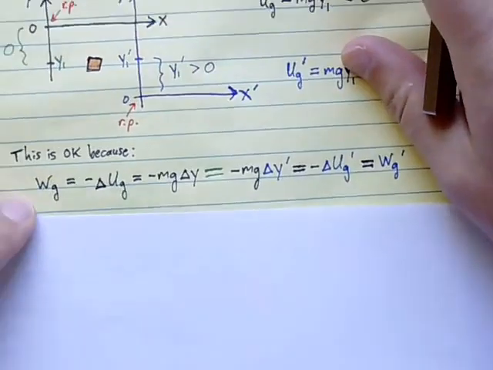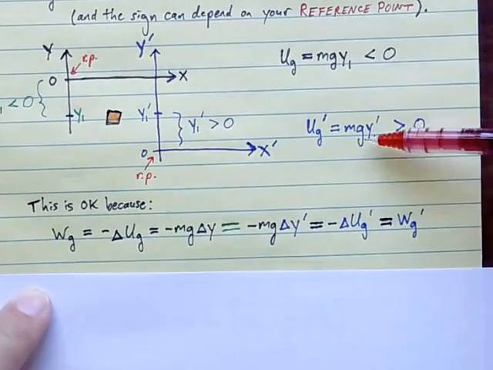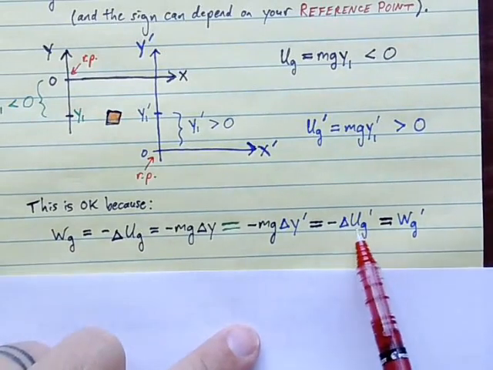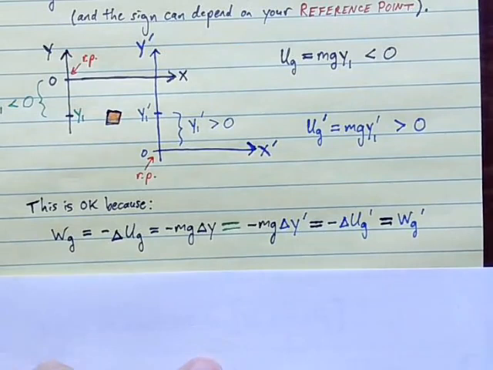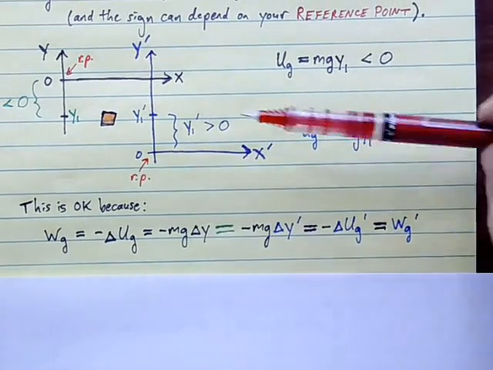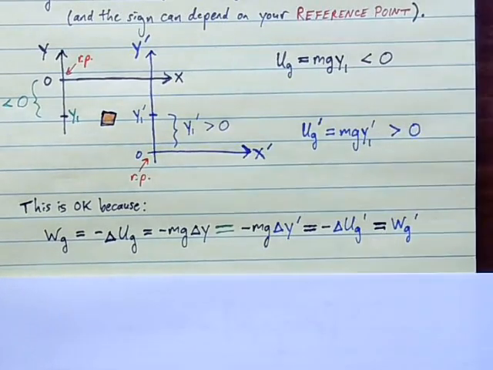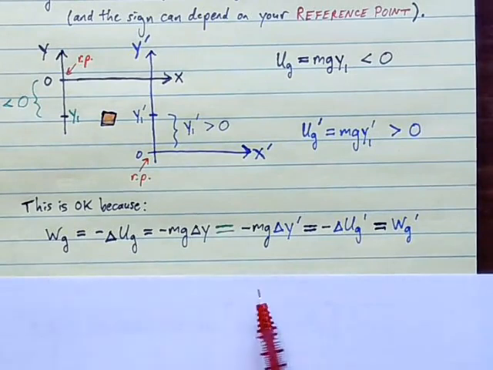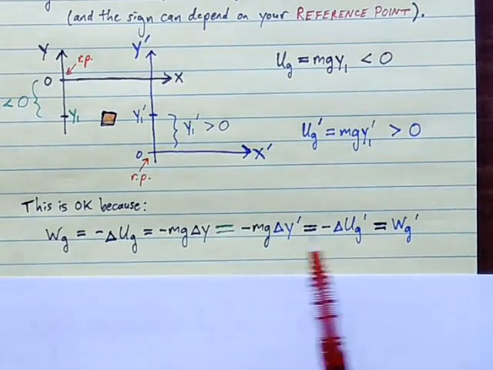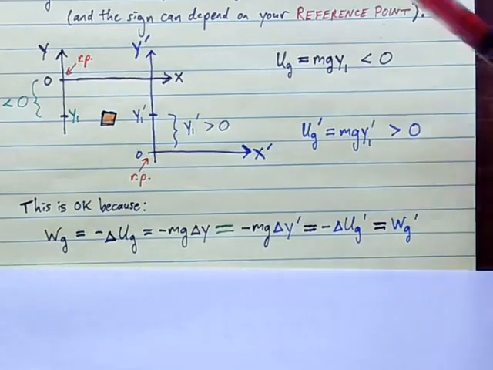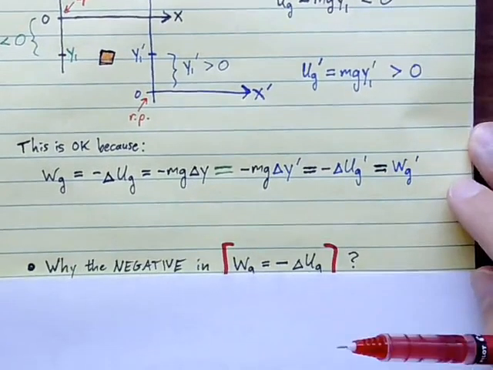So since they both have the same delta y, then they both have the same change in gravitational potential energy. They both have the same work done by gravity. So we are free to choose these different reference frames, since the physics that matters is the physics of energy transfer, and the energy transfer will be equal in both frames. Okay, so nothing wrong with negative UG.